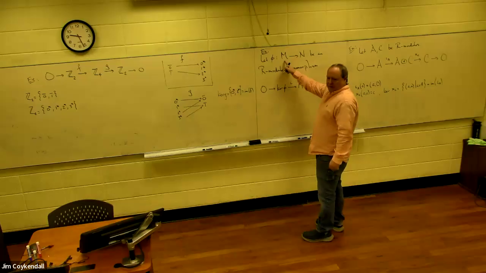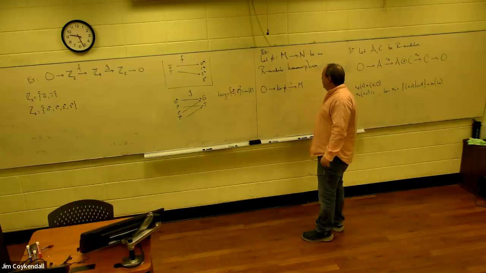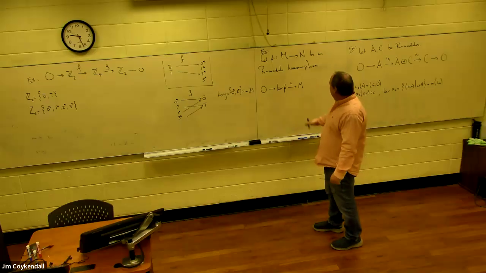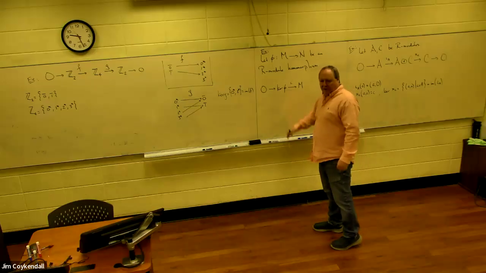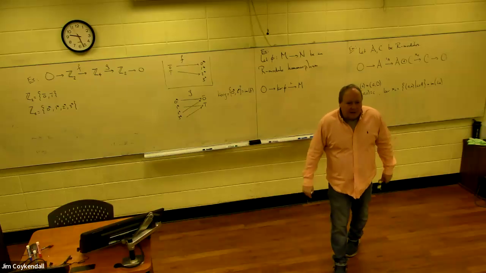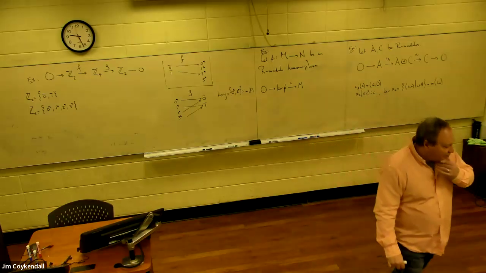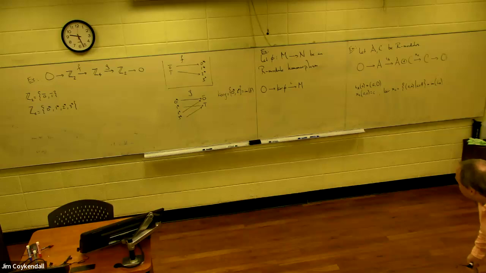Notice that the kernel of phi is a submodule of M, agreed? So would everybody agree that what I'm doing is building my R-module short exact sequence as I go. I've got my garden variety homomorphism phi from M to N. The kernel of phi is a submodule of M, right?